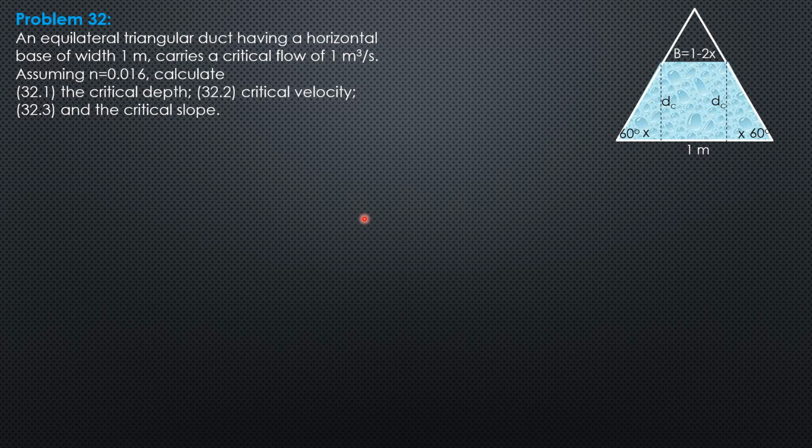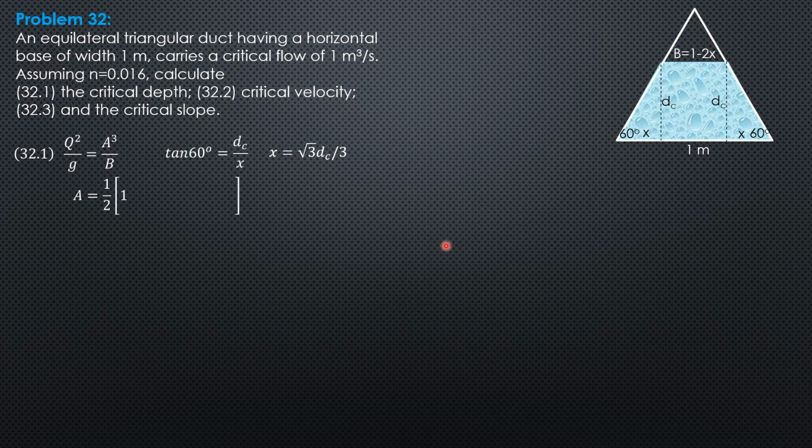So, the formula for critical depth: Q squared over g equals area critical cubed over top width, where tangent of 60 degrees equals d sub c over x. So x therefore is square root of 3 d sub c over 3.